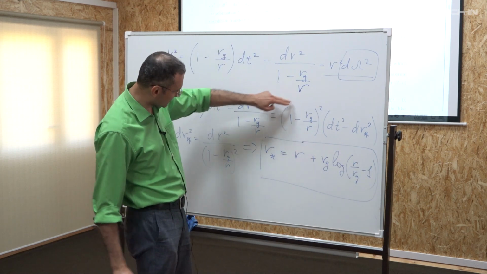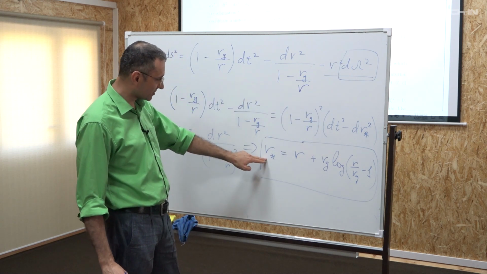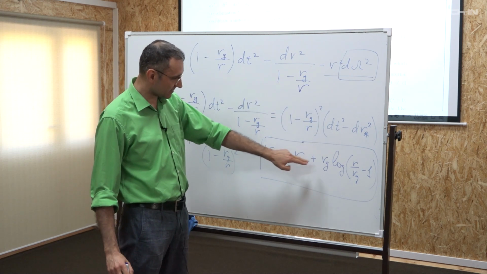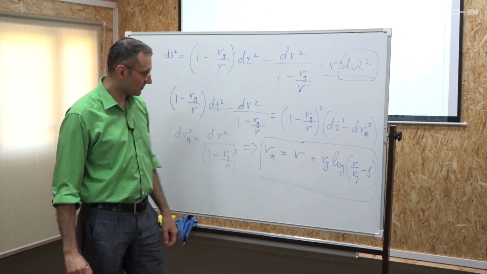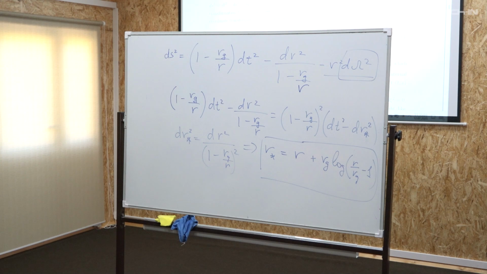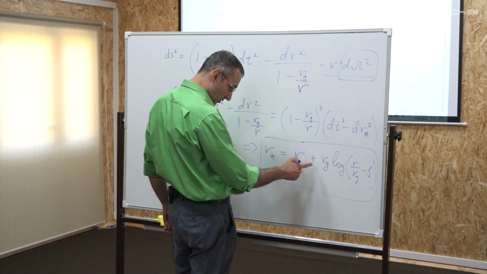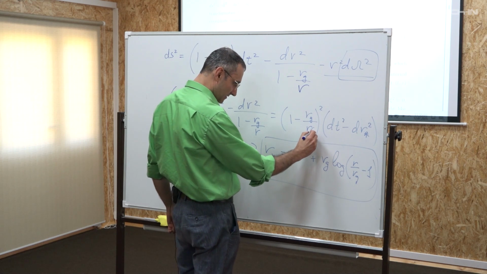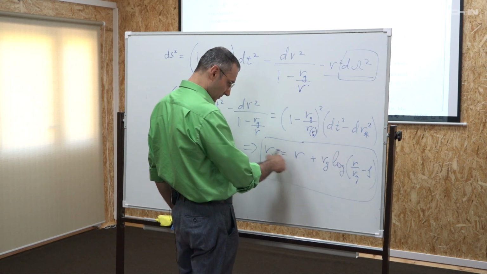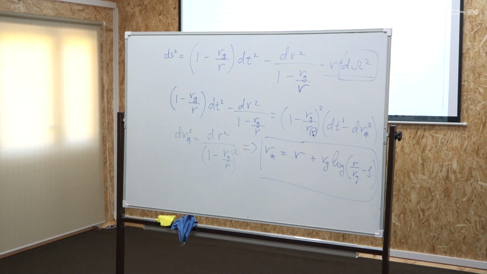To express this function here in terms of R star, I should solve it with respect to R, which is impossible in usual functions because it's a transcendental equation. So one usually assumes that this is a function of R star, which is the solution of this equation with respect to R.